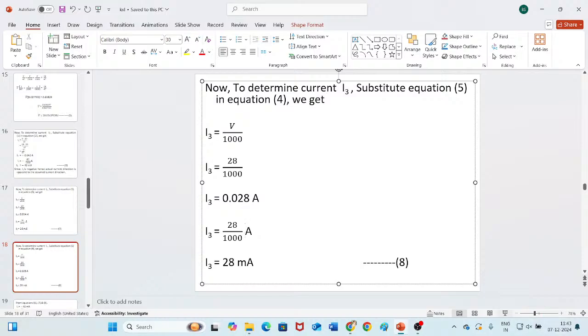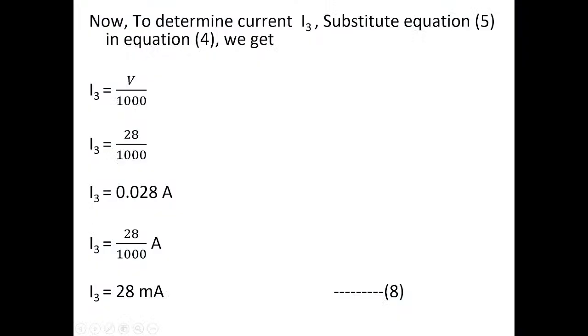Similarly I3. So here what is the I3 equation? I3 equal to V by 1000. V is 28, so 28 by 1000 is nothing but 0.028. I already got 28 by 1000, so once again I have written back this second equation here in order to convert that amperes into milliamperes. That's it. So we have got equations 6, 7 and 8, for I1, I2 and I3.